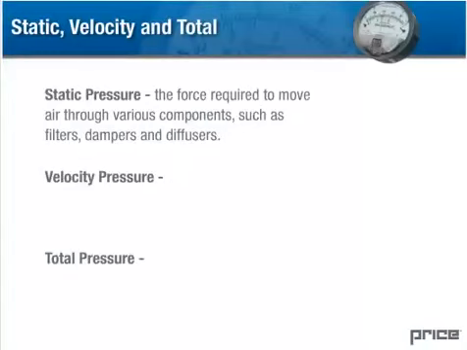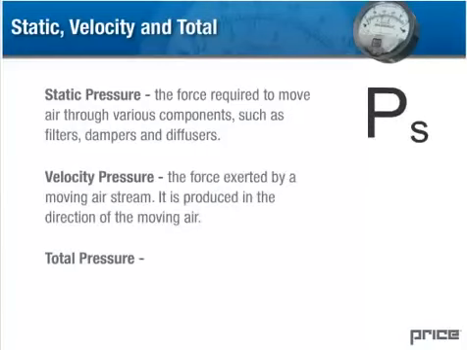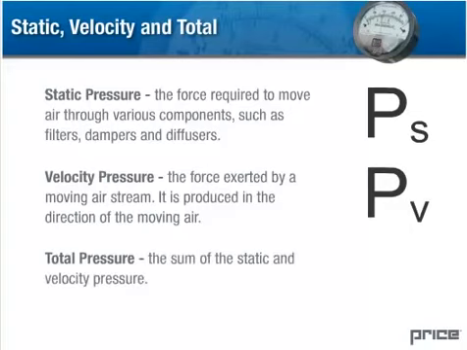When we deal with pressure in tables and equations, we often use the notation P sub S to stand for static pressure. Velocity pressure is the force exerted by a moving air stream. It is produced in the direction of the moving air. When we deal with velocity pressure in tables and equations, we often use the notation P sub V. Total pressure is the sum of static and velocity pressure. We use the notation P sub T to stand for total pressure in tables and equations.